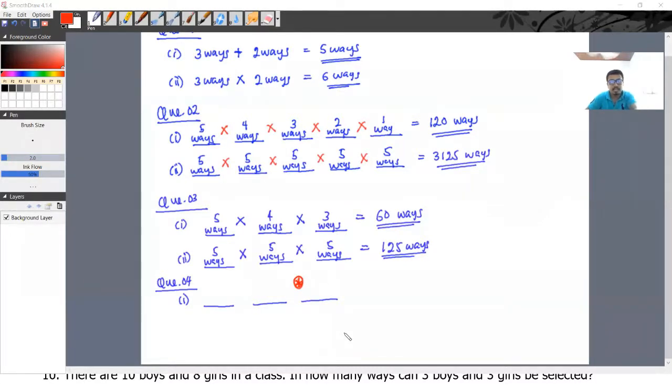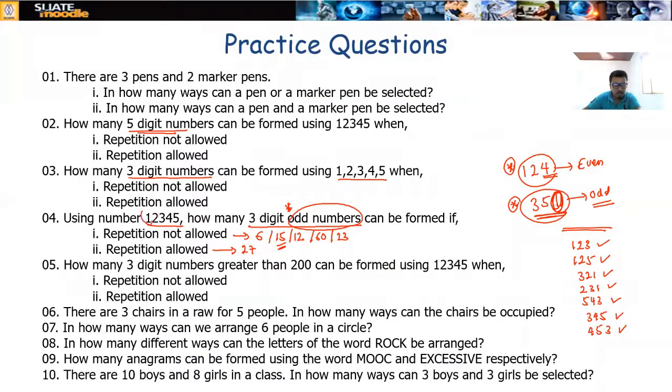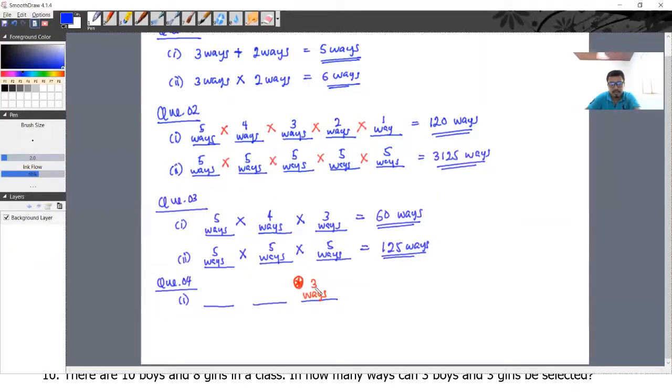Yes, there are three options. There are three ways. What are those three options? Either we can put 1, 3, or 5. Only if 1, 3 or 5 comes here will the formed number be an odd number. Then only this number will become an odd number. There are only three possible ways.